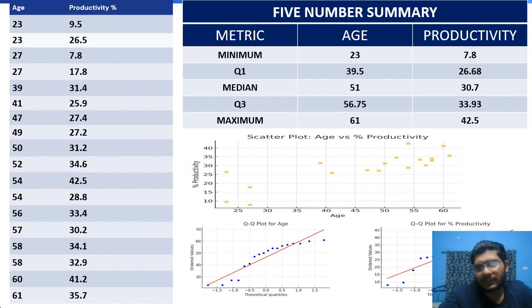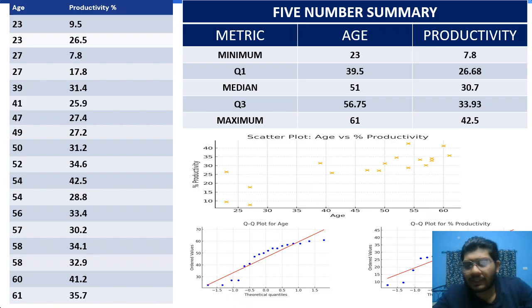Now this is how we calculated it. Age, productivity, we have the data here. And the five number summary: for age, the minimum is 23, quartile 1 is 39.5, median is 51, quartile 3 is 56.75, maximum is 61. For productivity, the minimum is 7.8, maximum is 42.5, quartile 3 is 33.93, median is 30.7, and quartile 1 is 26.68.